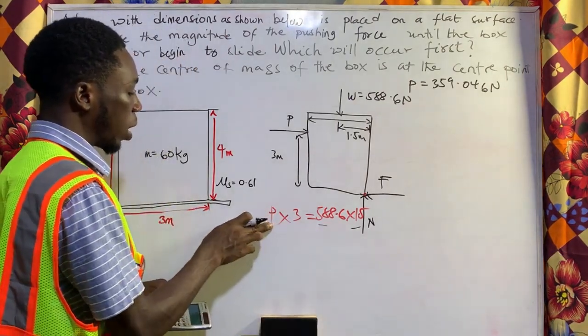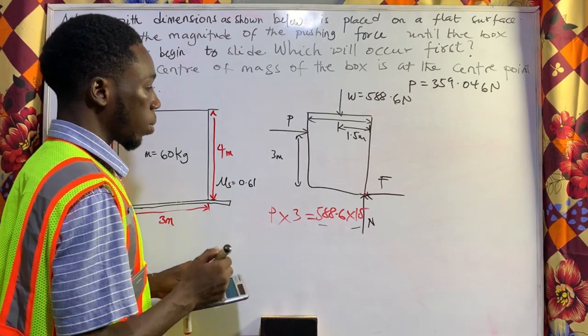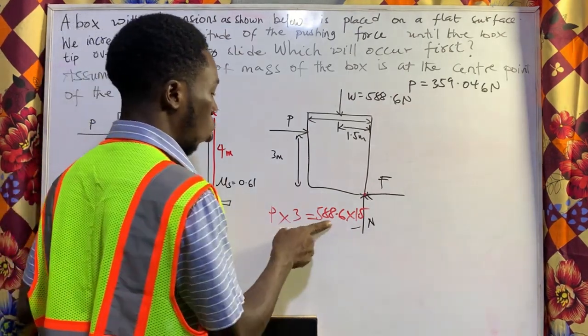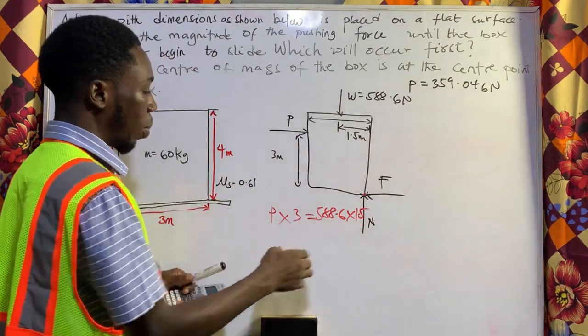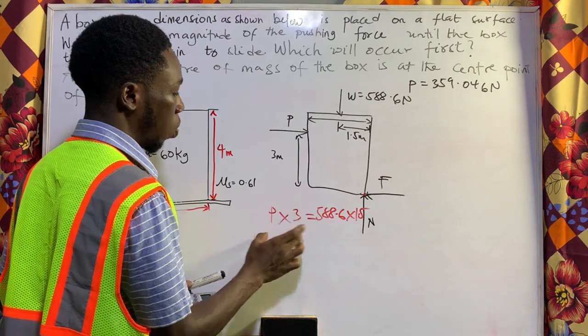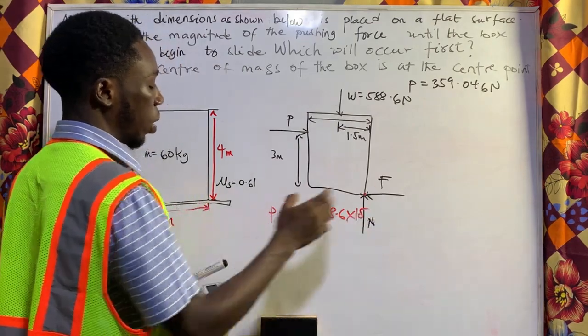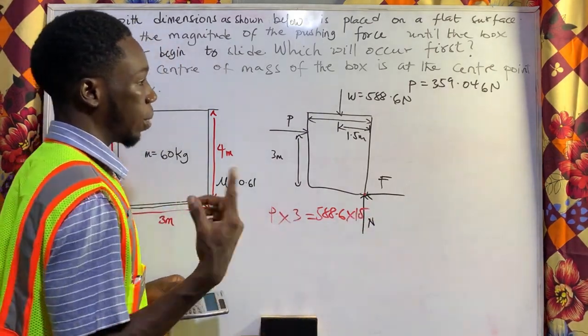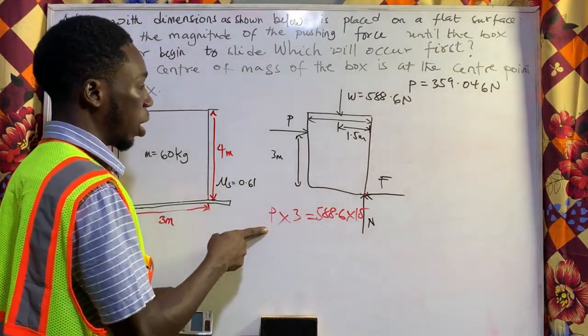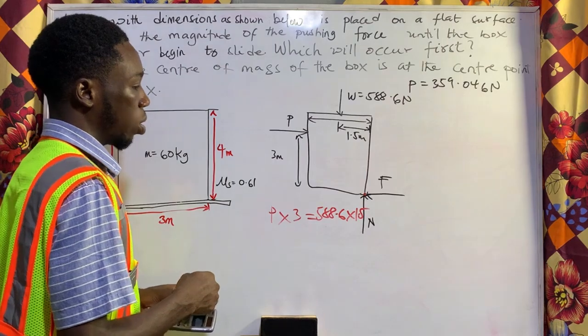So the P value here will be the minimum value of P that we need in order for tipping to begin to occur. Okay, so at that point, if we increase P any longer, you see that the value we have here will be bigger than the value we have here, right? So that means tipping is occurring. So this is the minimum value of P that we need in order for tipping to begin to occur.